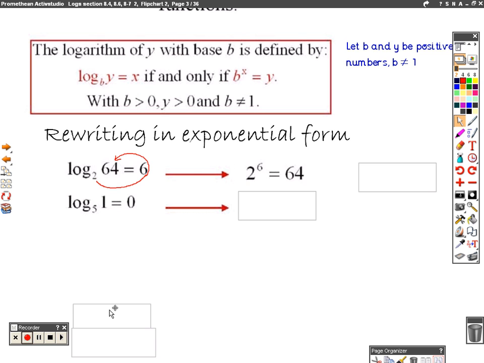All right, let's try this one. Log base 5 of 1 equals 0. So our base is 5, to the 0 power equals 1. And we know that's true. Anything to the 0 power is 1. So if you want, you can draw your arrow to help you get from log form to exponential form.